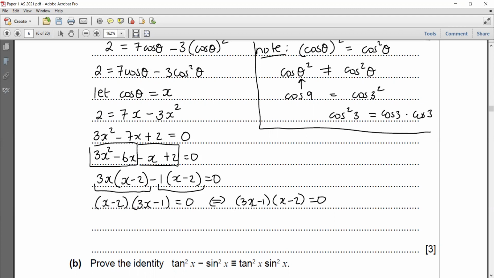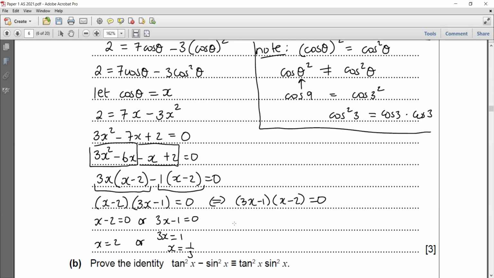There's no difference. Okay, so now that I have this, I need to solve for x. So I will have x minus 2 is equal to 0, or 3x minus 1 is 0. This means x is equal to 2, or 3x is equal to 1, sorry, which means x is equal to 1/3. So I'm not done because I still need to figure out what theta is.